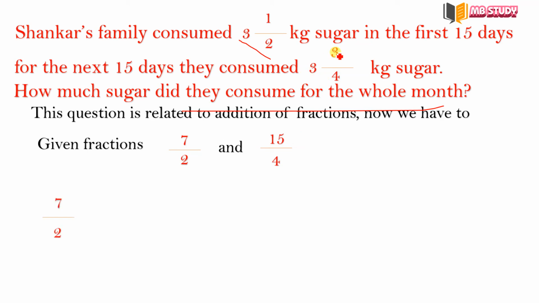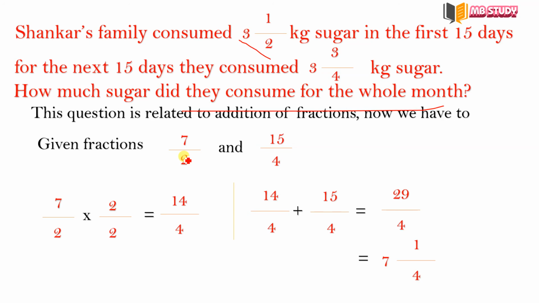Now we have to add these two. Here 4 is a multiple of 2, so we can multiply numerator and denominator with 2 and easily get equal denominators. 7 twos are 14 and 2 twos are 4. Now add 14 by 4 plus 15 by 4. The denominators are equal, so the LCM is 4, and we add 14 plus 15 is 29. To convert this improper fraction to a mixed fraction, 4 sevens are 28, 1 is remaining. That means 7 1 by 4.